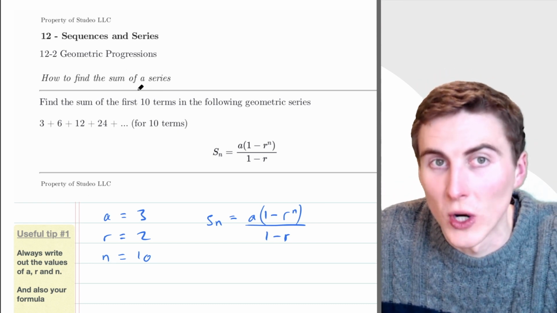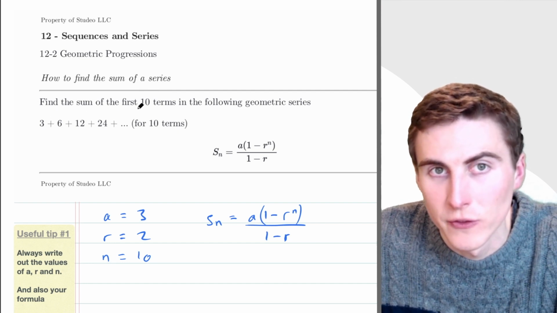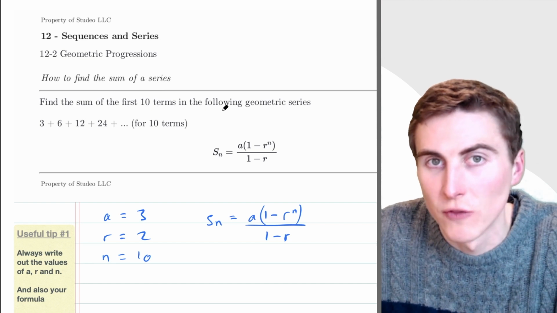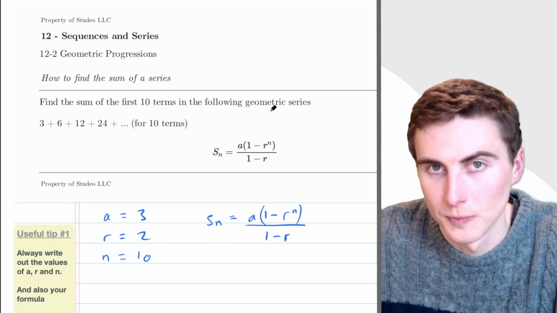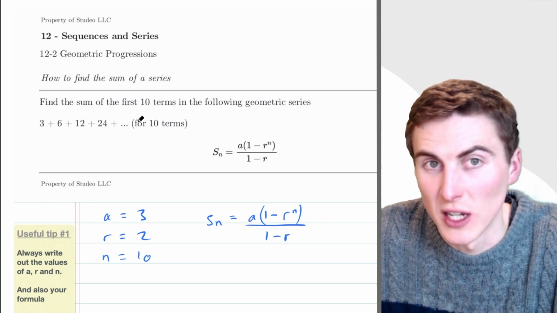So the typical question in this topic will look something like this. Find the sum of the first 10 terms in the following geometric series. And they've given us the first few terms of the series, and they've said they want it for 10 terms.